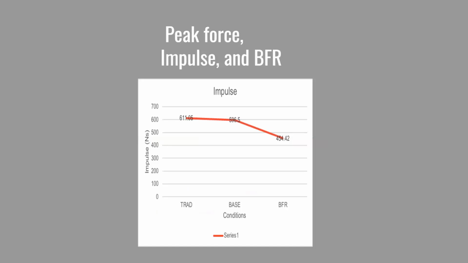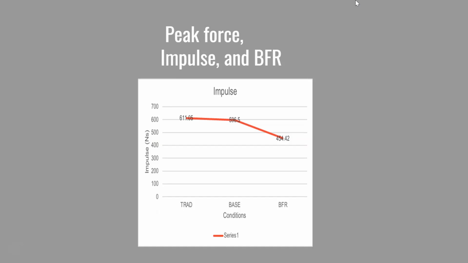Okay, so for the impulse, we noticed that the impulse with BFR is less than the traditional load and baseline conditions. As we mentioned, impulse is the product of multiplying the peak force by the change in time of the squat. And since the peak force was greater with BFR, we can conclude the impulse was affected by the time of the jump. The duration of the jump squat with BFR was shorter than the time taken with the traditional load and the baseline no load condition.